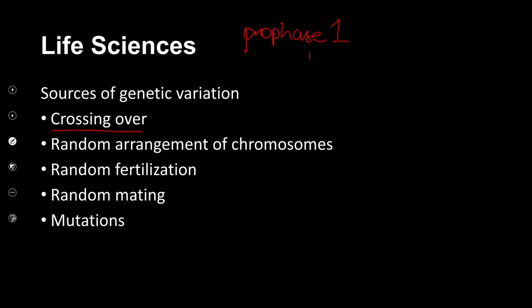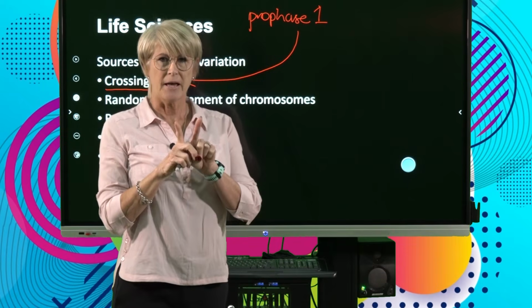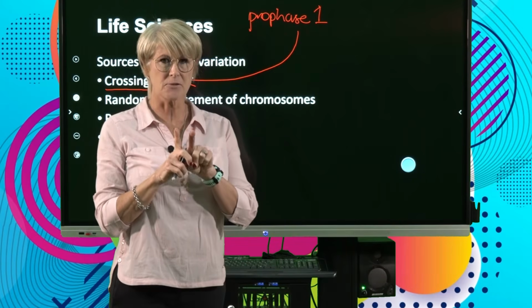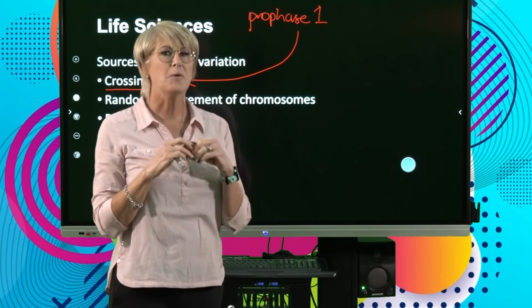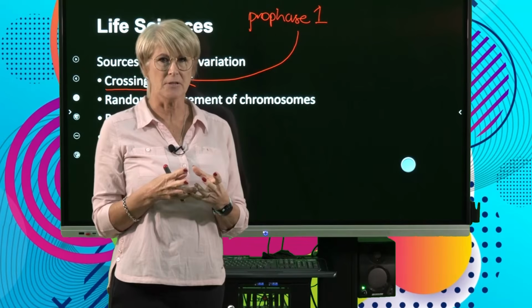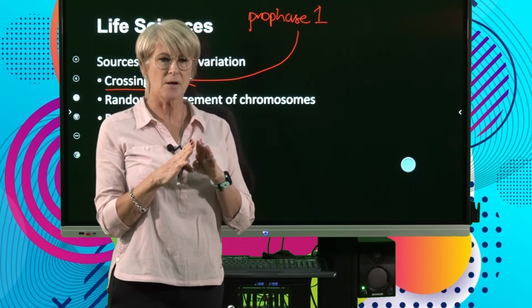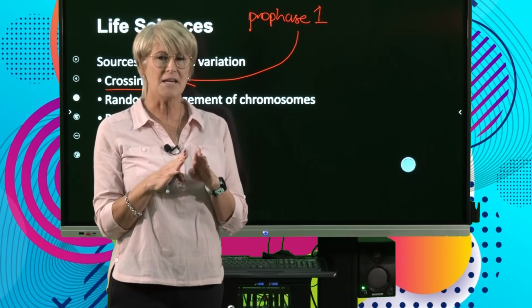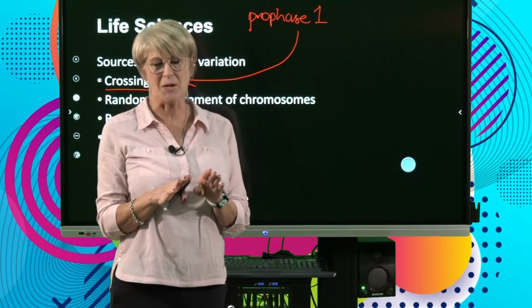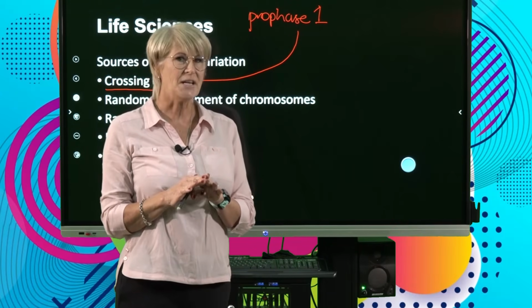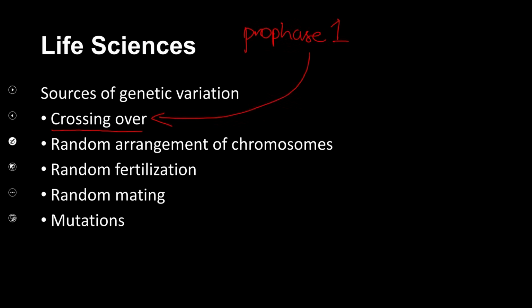What happens here is your homologous chromosomes lie together next to each other, and then non-sister chromatids cross over and exchange genetic material. As soon as those chromosomes move apart, they already are not the same as they were when they started out. There's already genetic variation. So we've created genetic variation in crossing over.